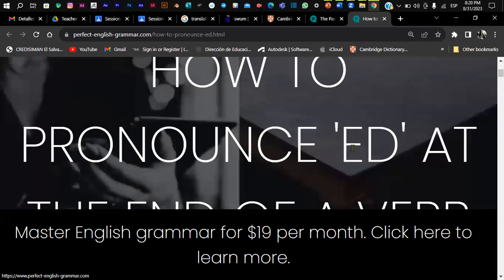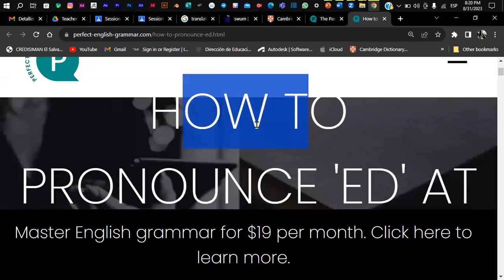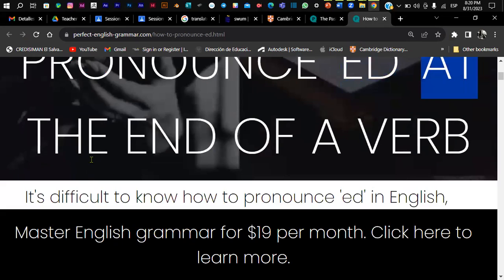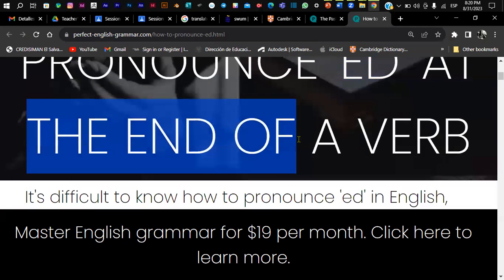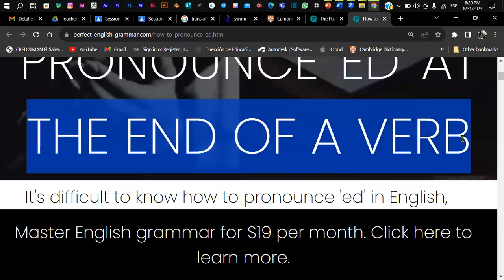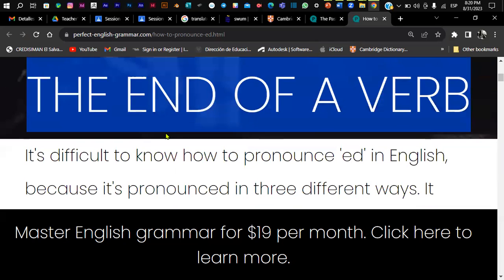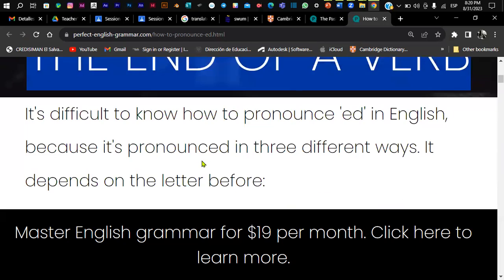How to pronounce ed at the end of a verb, but regular. Regular or irregular? This one is only for regular verbs, not for irregular. Ed in regular verbs. Correct. Okay. All right. Let's see, help me please, Luis Eduardo, with this part.